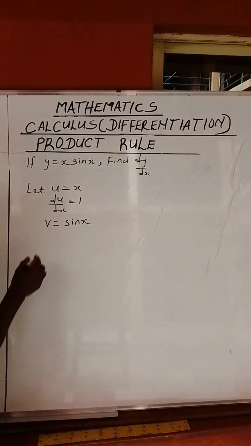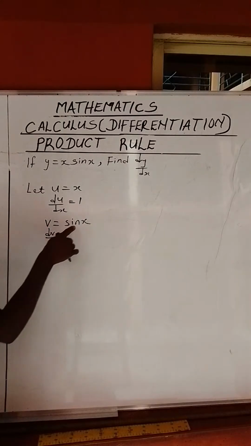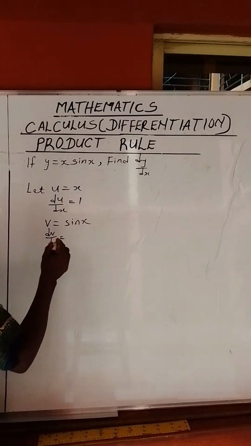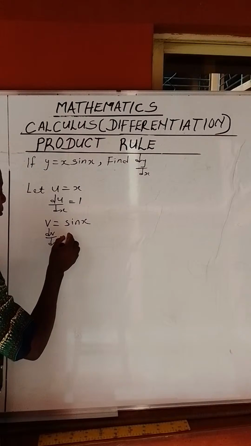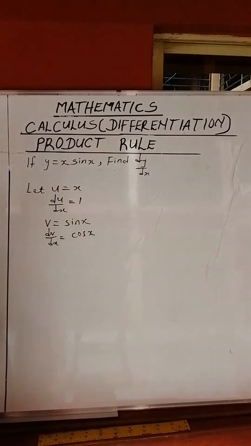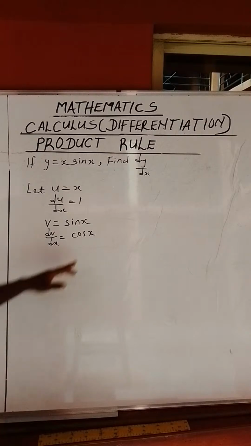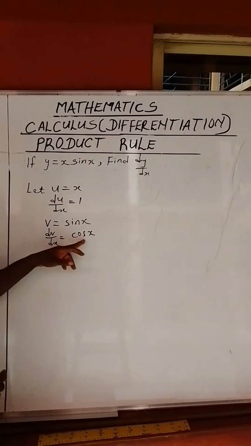So v equals sine x here. So we can differentiate v, and that is dv/dx. So this is what we have when we differentiate sine x. Sine x becomes cos x. Okay, this is what we have when sine x is differentiated. We have cos x. So this is the differential of sine x.